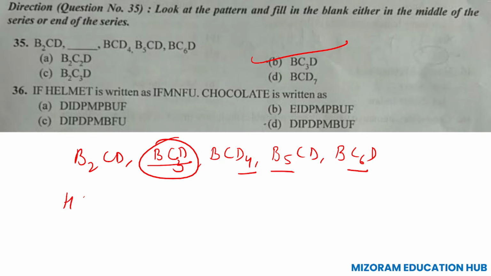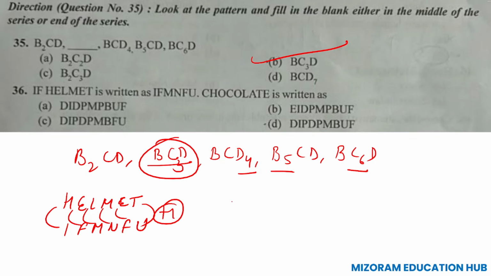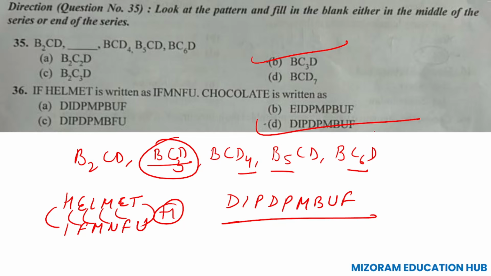Question number 36. If HELMET is written as IFMNFU, then plus one is added to each letter. So CHOCOLATE becomes DIPDPMBUF. Yes, so option D is correct answer.